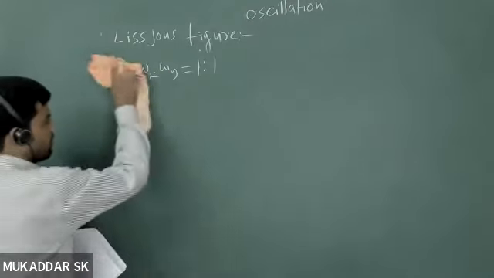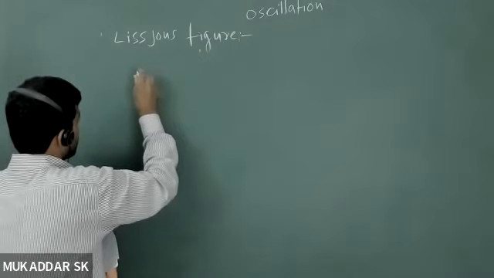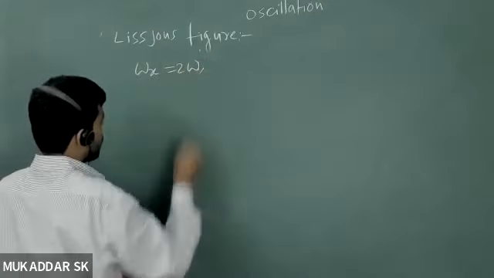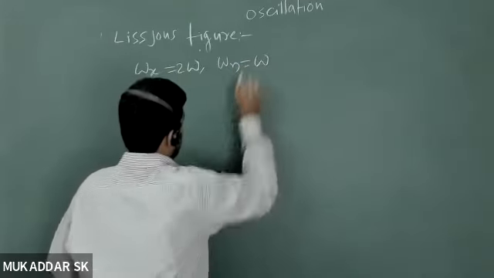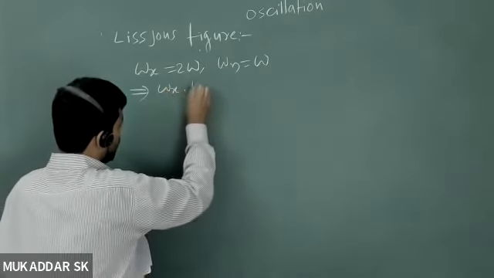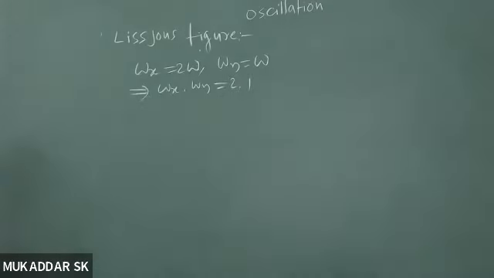Now take a different frequency ratio. The oscillator along the x-axis has frequency omega x equals 2 omega, and the oscillator along the y-axis has frequency omega. So they have different frequencies. Omega x to omega y will be how much? 2:1. So two perpendicular oscillators have different frequencies, with ratio 2:1. If they superimpose, what will be the trajectory of the particle? That we are going to see.